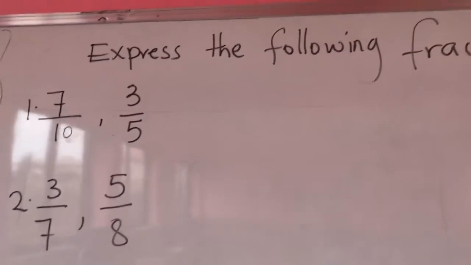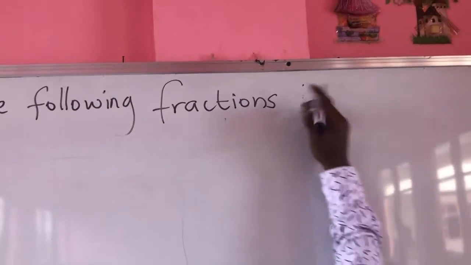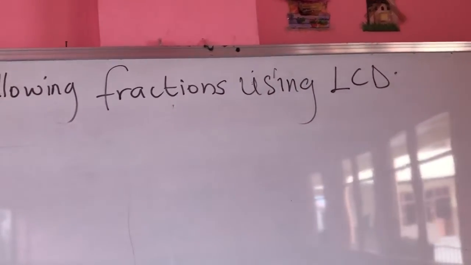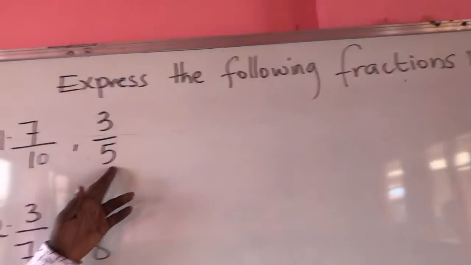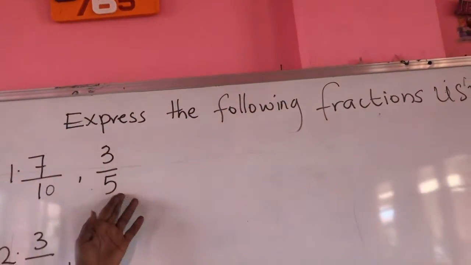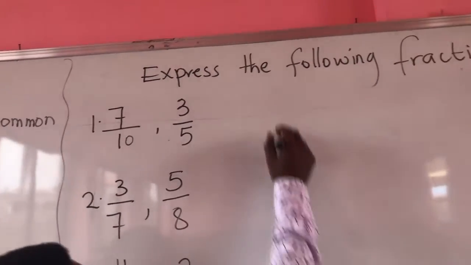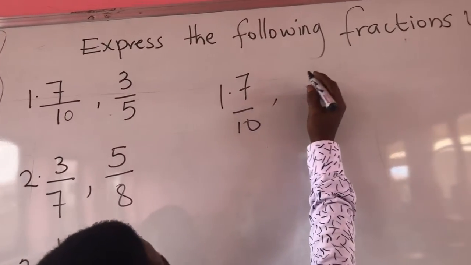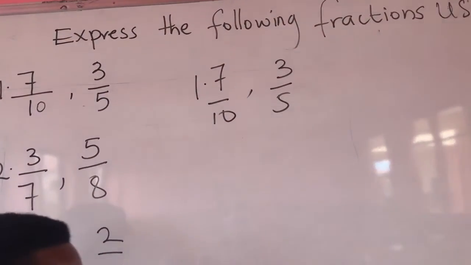Now today we want to look at some few questions. Before then, let us read the heading, which is: express the following fractions using LCD, which stands for least common denominator. We want to find the LCM of these denominators, which will help us to solve these fractions. So I'm going to do the first one, which is 7 out of 10, then I bring my comma, not plus, not addition or subtraction, then 3 out of 5.